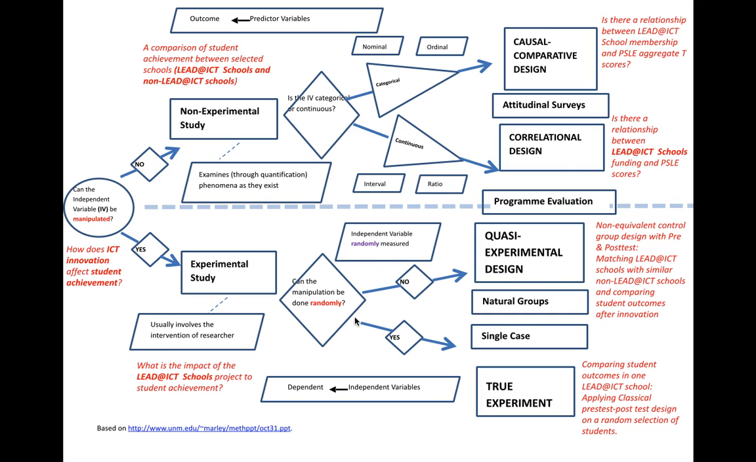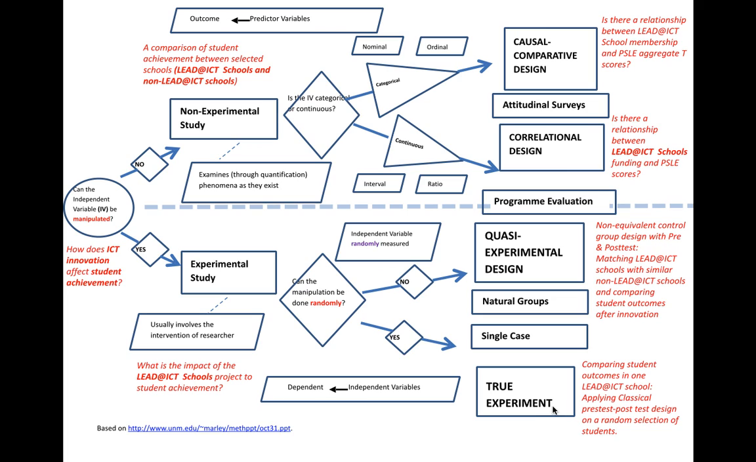So the difference here is that in the true experiment, the independent variable can be manipulated, and this manipulation can be done randomly. So you have a true experiment. But if the independent variable can be manipulated but it cannot be randomly assigned, then you're actually looking at a quasi-experimental design. Non-equivalent control group design with pre- and post-tests, matching lead at ICT schools with similar non-lead at ICT schools, and comparing student outcomes after innovation.